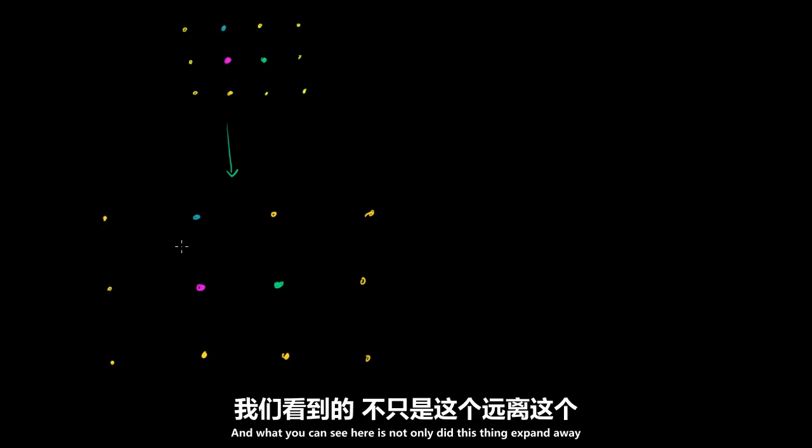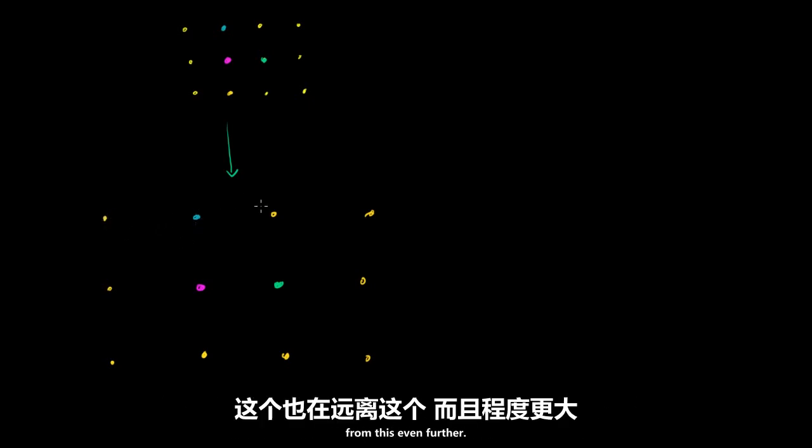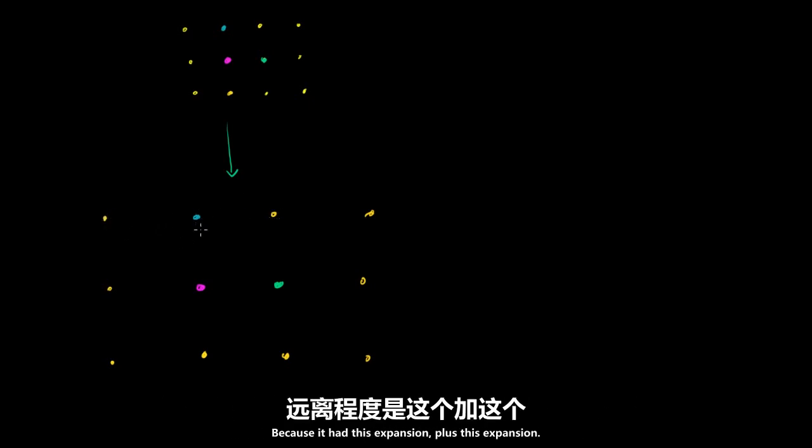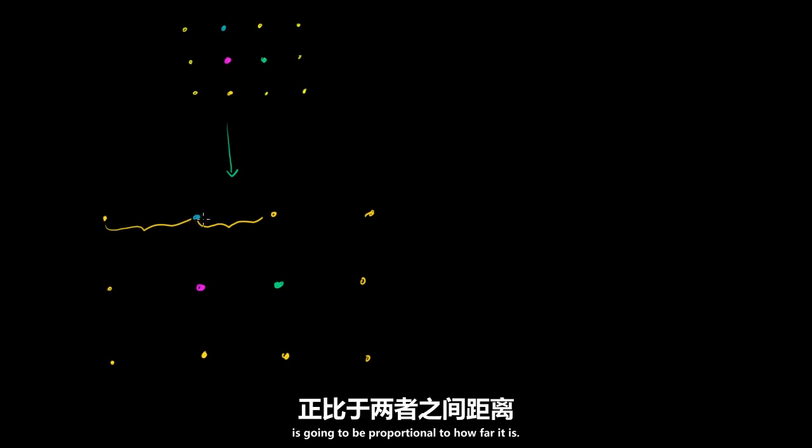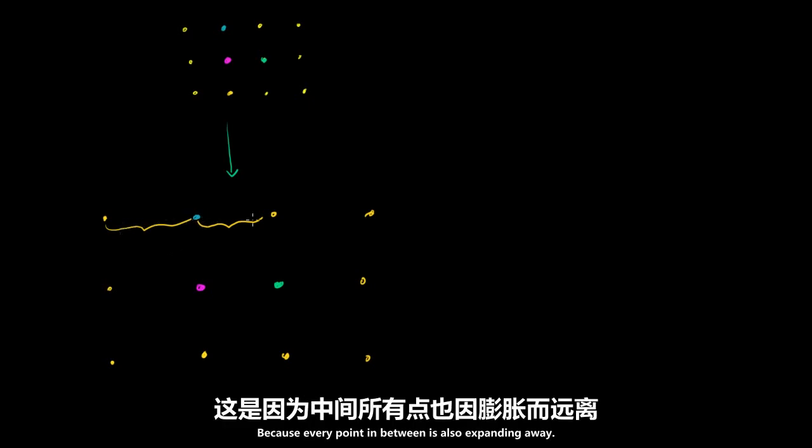And what you could see here is not only did this thing expand away from this, but this thing expanded away from this even further, because it had this expansion plus this expansion. Or another way to think about it is the apparent velocity with which something is expanding is going to be proportional to how far it is, because every point in between is also expanding away.